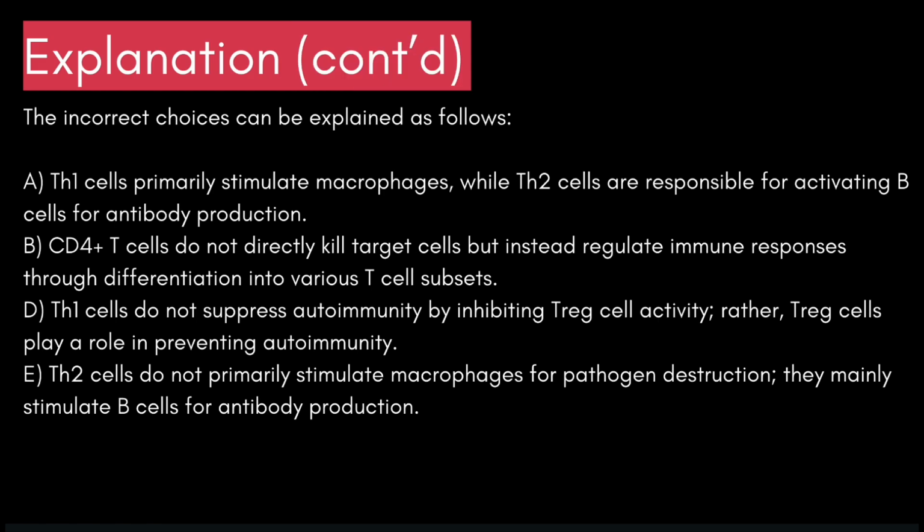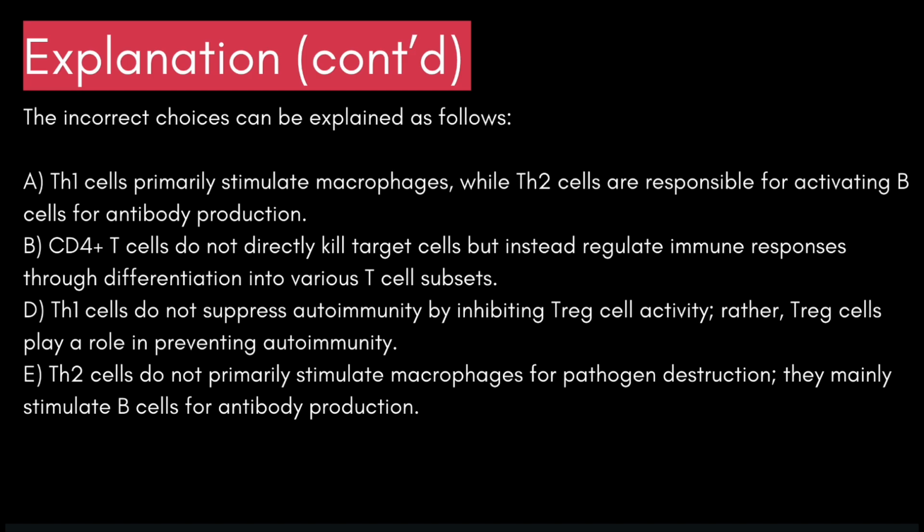Incorrect choices can be explained as follows. Th1 cells primarily stimulate macrophages, while Th2 cells are responsible for activating B cells for antibody production. CD4 plus T cells do not directly kill target cells, but instead regulate immune responses through differentiation into various T cell subsets. Th1 cells do not suppress autoimmunity by inhibiting T regulatory cell activity. Rather, T regulatory cells play a role in preventing autoimmunity.